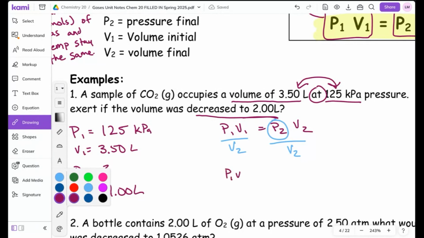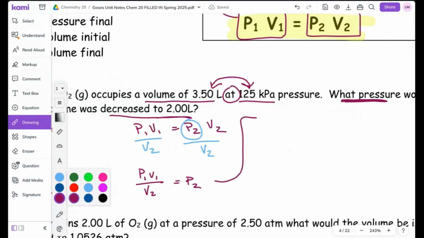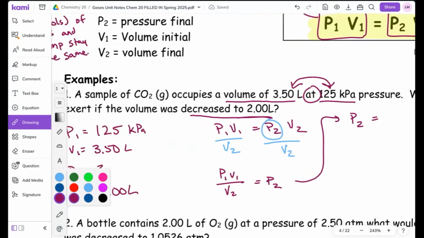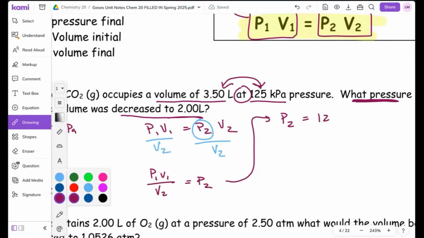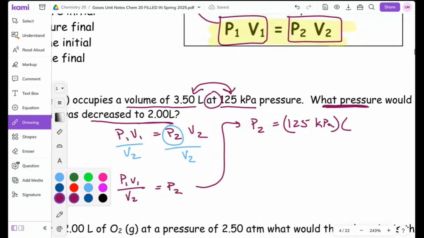So P1 V1 divided by V2 is equal to P2. Okay, so that's what we're going to be using. So P1, that was 125 kilopascals. I'm going to write out the units to show you how they cancel out. Okay, V1, that is the 3.50 liters. And then V2 is going to be that 2 liters.